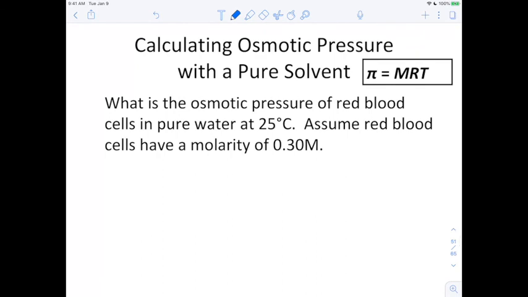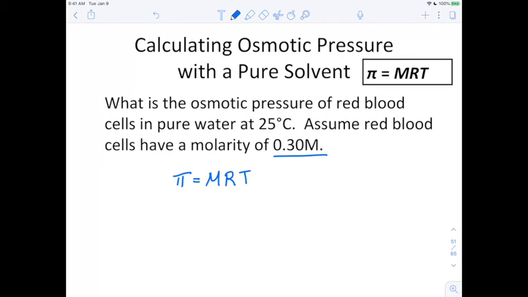All right, so it says, what is the osmotic pressure of a red blood cell in pure water at 25 degrees Celsius? And we're going to assume that the red blood cell has a molarity of 0.30 molar. So what we're looking at here is how much pressure needs to be inside of that red blood cell for it to be like, hey, stop the osmosis, I've had enough water, and it is able to stop water from flowing in. So here's our pressure, and it's going to equal our MRT, molarity times R times T.